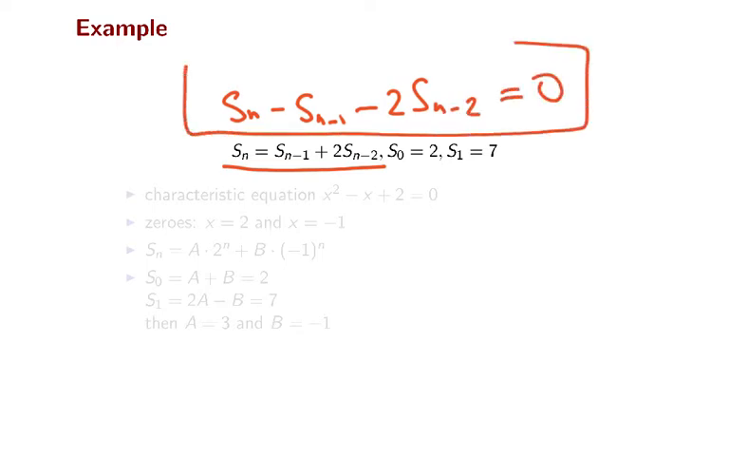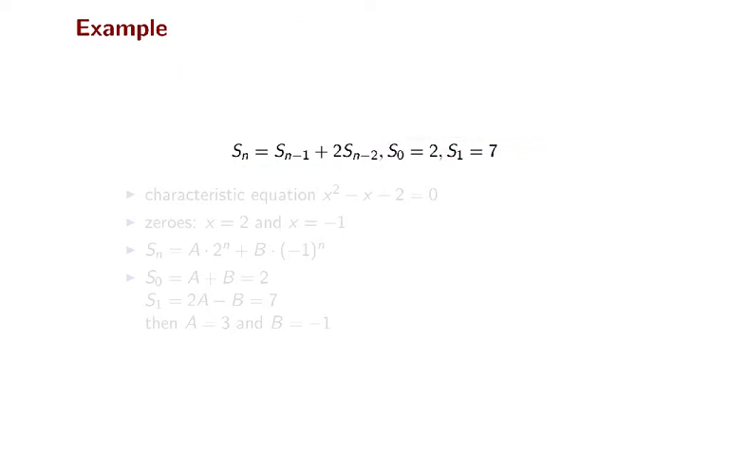So from this equation in homogeneous terms, we can see that the characteristic equation will be x squared, minus x, minus 2 equals 0. So we have the first step, which is calculating the characteristic equation. This is our characteristic equation. Now we go to the next step, which is to calculate the zeros. Again, you can apply the quadratic formula here, and you will get that the two zeros are 2 and minus 1.